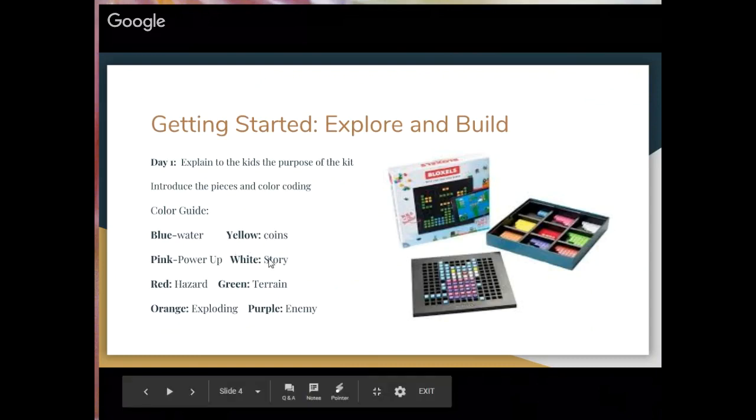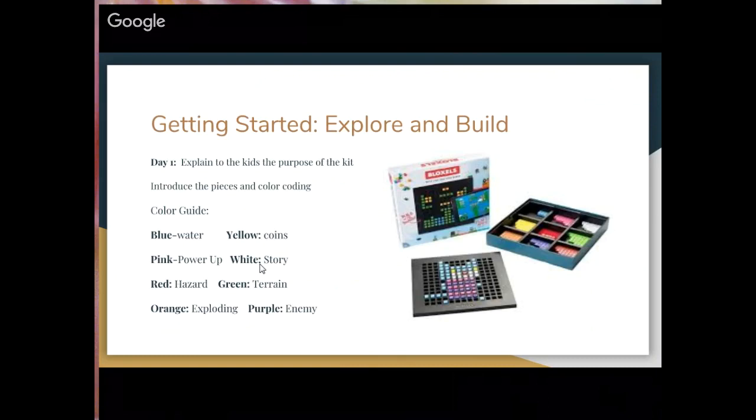Yellow can be for coins. White blocks are story or text mode blocks. Green blocks represent terrain, and your purple blocks are enemy blocks. And these color codes are when you are actually building the game. It doesn't have anything to do with if you are making a character.